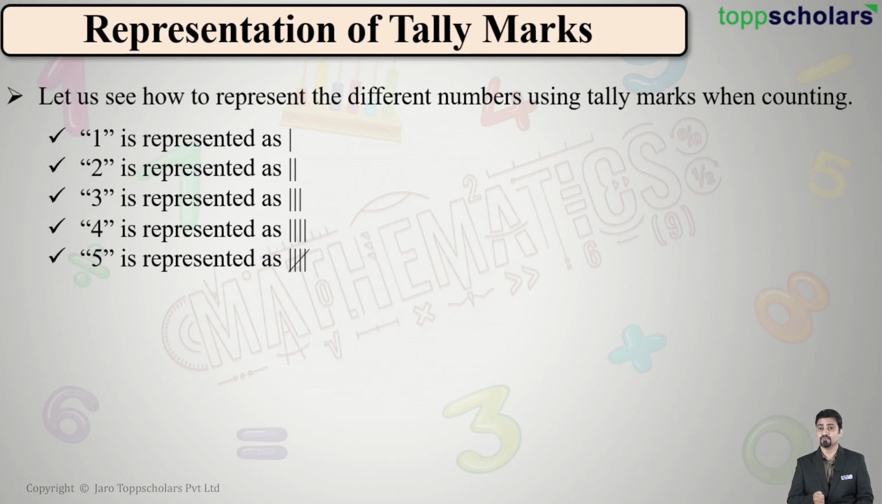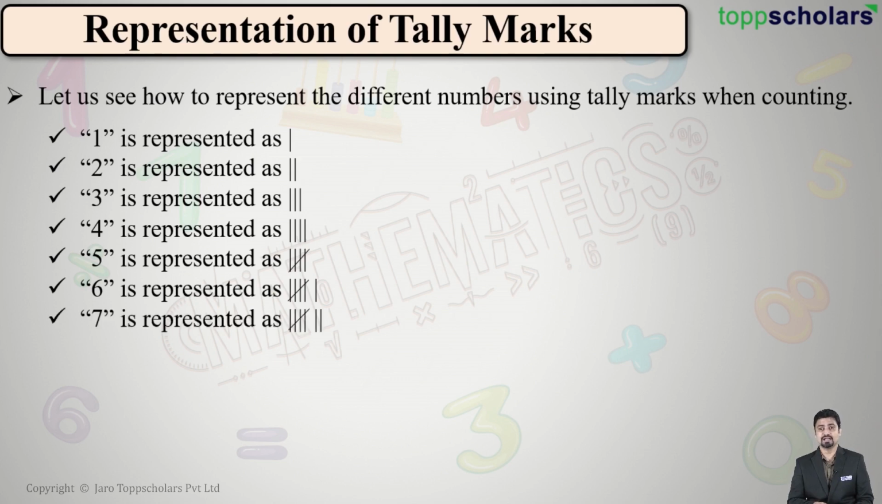Got it? So for 5, remember students, you always write 4 vertical lines with the 5th line striking across the earlier 4 lines. 6 will be represented as, first we represent the 5 like 4 vertical and the 5th one across. Thereafter, we again write one more line to make it 6. Thus, we represent the number 6. Now, can you tell me how we represent 7? Yes, the bundle of 5 lines and then 2 more lines for 6 and 7.